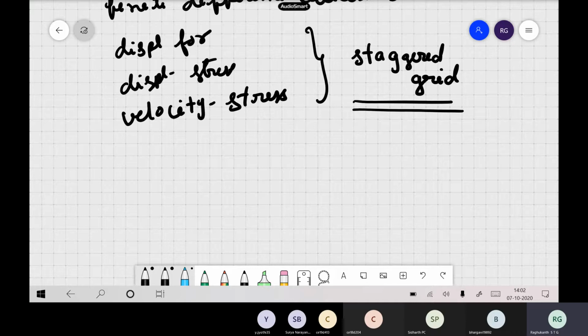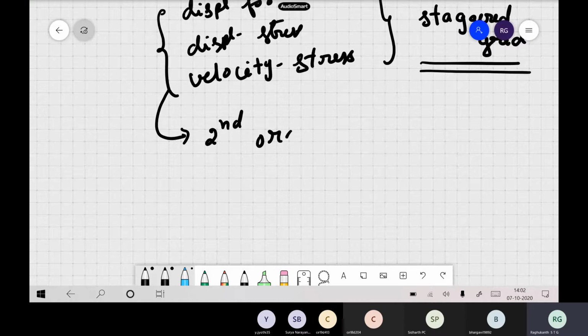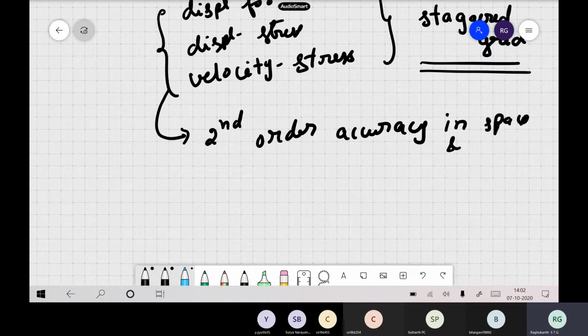Now in finite differences, there are some more things if you want to improve the accuracy. Whatever we discussed in our last class was all second order. We used the central difference scheme for all the derivatives, and they are second order accurate in space and time. This is what we have seen in our last class. Now we can even improve the accuracy itself.